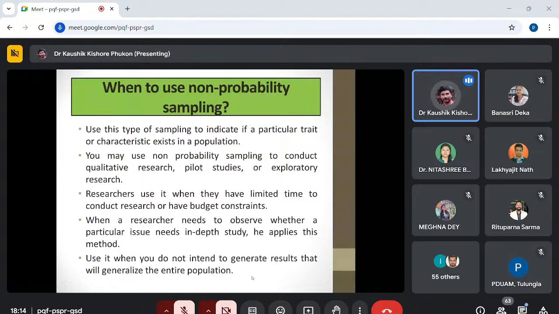If a particular characteristic exists in a population, then also one can use non-probability sampling. Time, budget, volume of work, these are some key factors influencing the research of a researcher. Very much important: how much time the researcher can give to his or her research. Then budget, very important. Then volume of work, how he or she can afford. So one can use non-probability sampling if he or she is facing any such constraints.